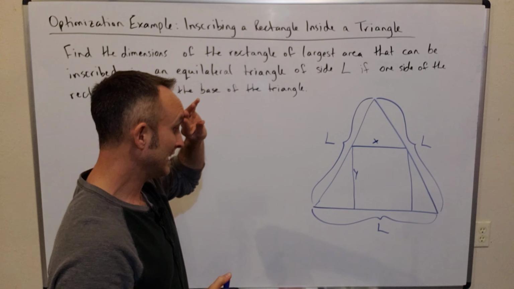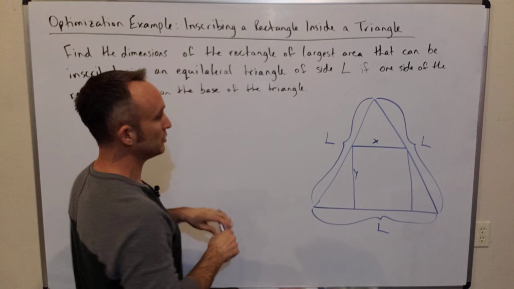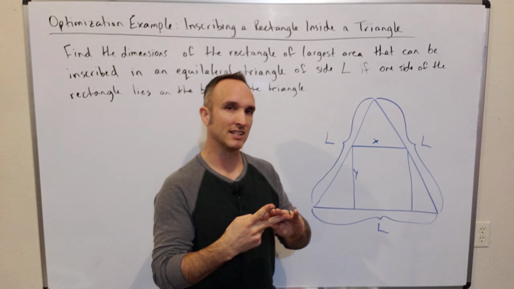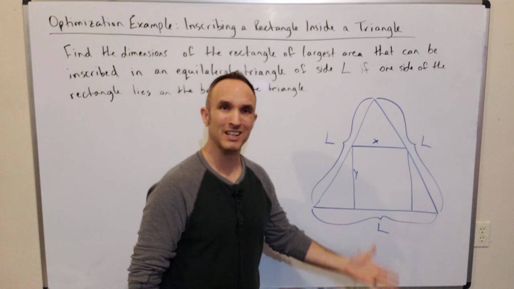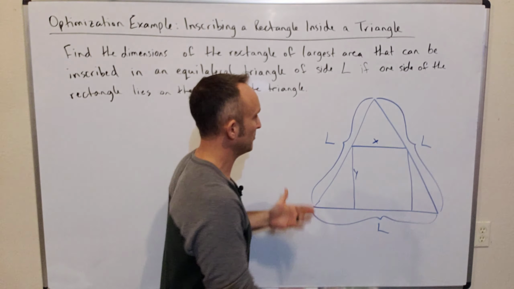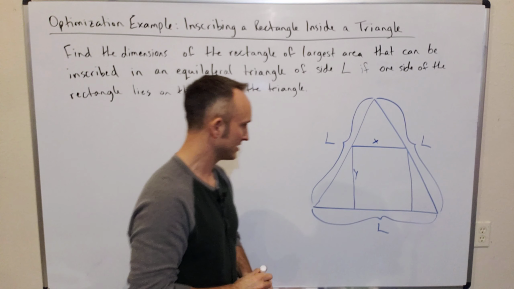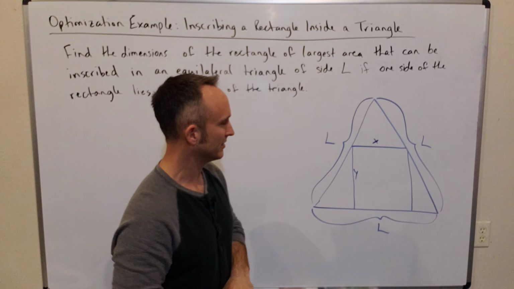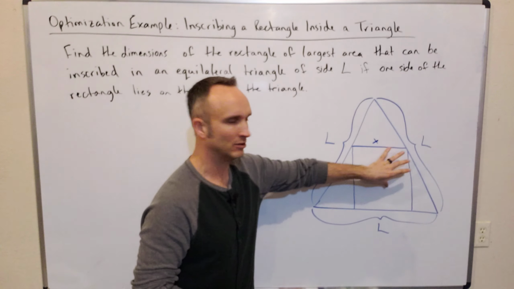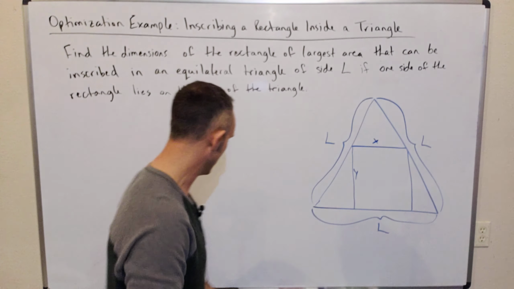So what I need is, I need two things. I need to know the relationship between X and Y, if I can. It will possibly involve L because L is a constant here. Like maybe L was 10, right? Don't think of it as a variable, think of it as a constant. But X and Y here can change while L stays constant, because the dimensions of this rectangle can change, and we're trying to find the dimensions that yield the maximum area.